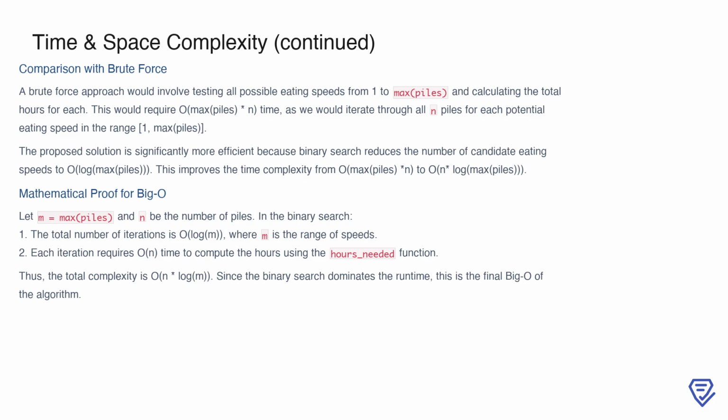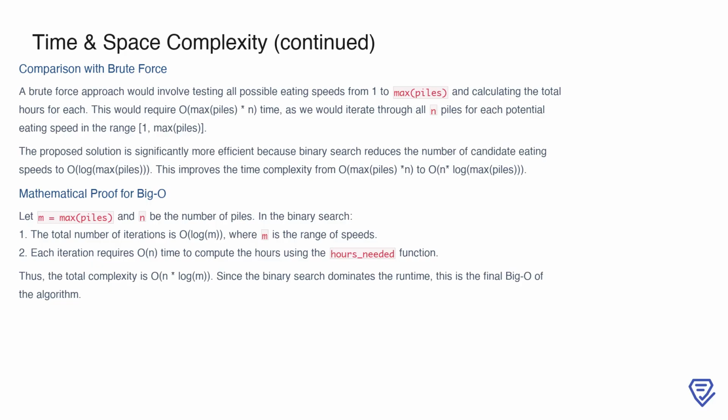By contrast, our binary search approach is much more efficient. Instead of testing every single speed, binary search narrows the range to only O(log(max(piles))) speeds, and for each of these, we calculate the hours in O(n) time. This brings the total complexity down to O(n * log(max(piles))).